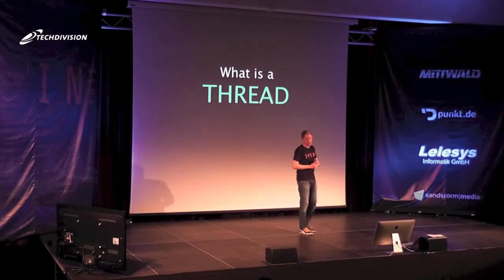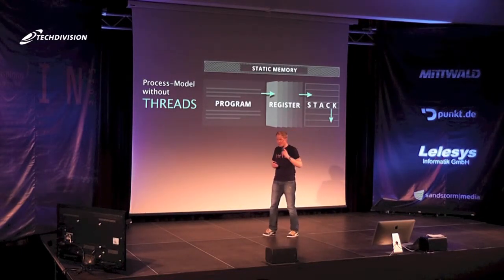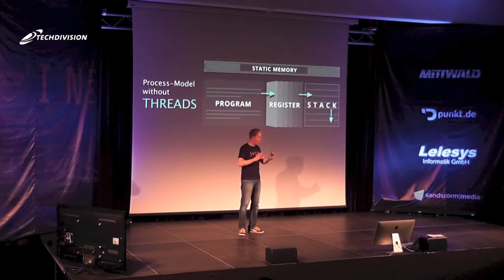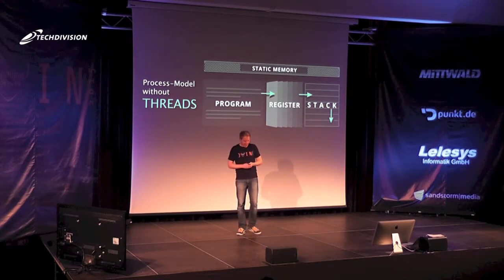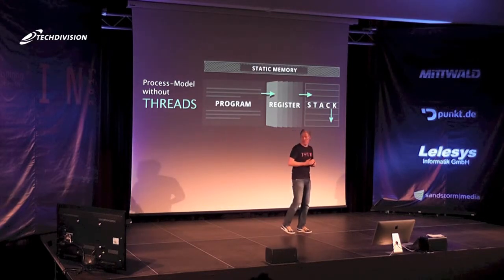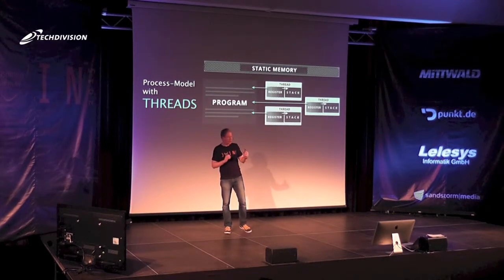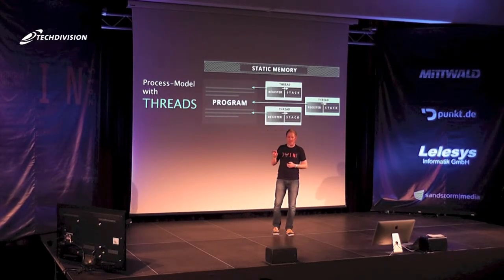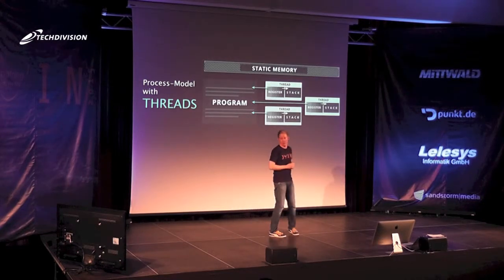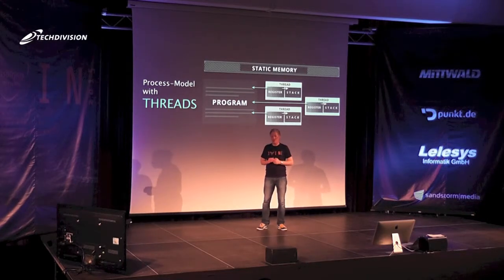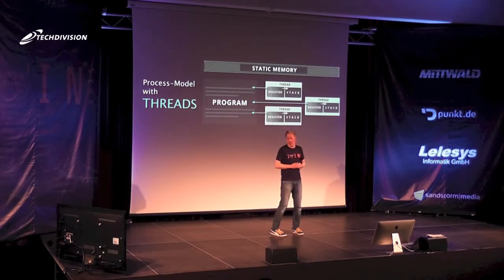So, what is a thread? When we look at the process model without threads, you see the following: you have your process, and the process consists of your static memory, the program, the registers, and the stack. If you look at the process model with threads, you will see a pretty similar thing, but the program is generally available, and the thread encapsulates registers and stack. That means the threads can share the memory you use. That is, I think, a great difference, and we will step into how powerful that can be later on.